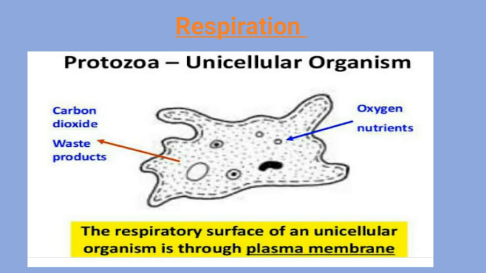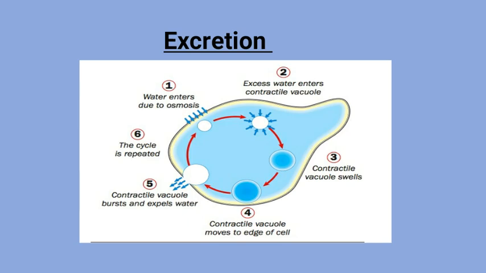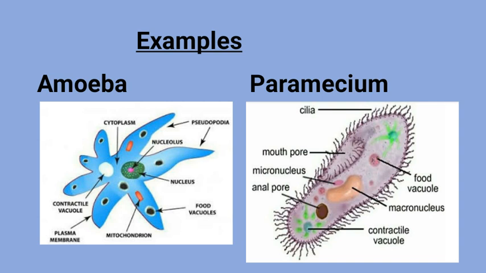Respiration in Protozoa occurs by means of the general body surface. As you can see in the picture of Amoeba, oxygen goes in and carbon dioxide goes out. Excretion occurs by means of the contractile vacuole. Water enters due to osmosis, and the excess water goes into the contractile vacuole. This contractile vacuole swells and finally bursts to expel water. So basically, osmoregulation occurs by means of the contractile vacuole.